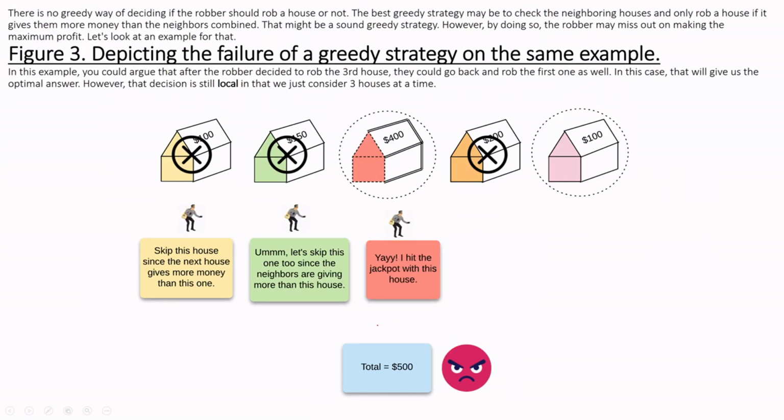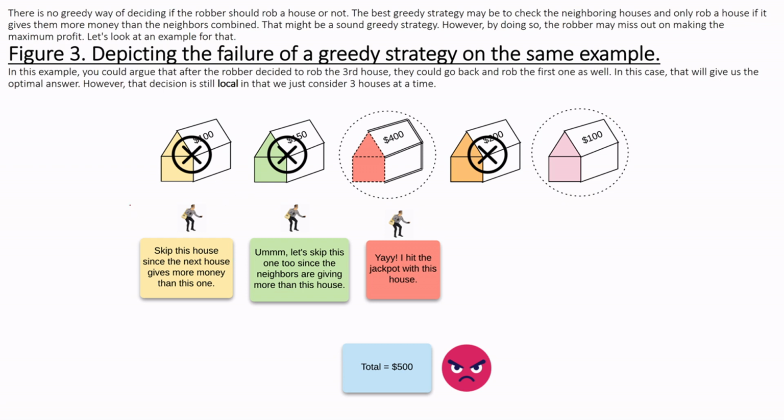So there is no greedy way of deciding if the robber should rob a house or not. The best greedy strategy may be to check the neighboring house and only rob a house if it gives more money than the neighboring ones combined. That might be a sound greedy strategy, correct? However, by doing so, the robber may miss out on making the maximum profit. So let's look at an example depicting the failure of the greedy strategy. You could argue that after the robber decided to rob the third house, they could go back and rob the first one as well. In this case we will get the optimal answer. However, that decision is still local in that we just consider three houses at a time.